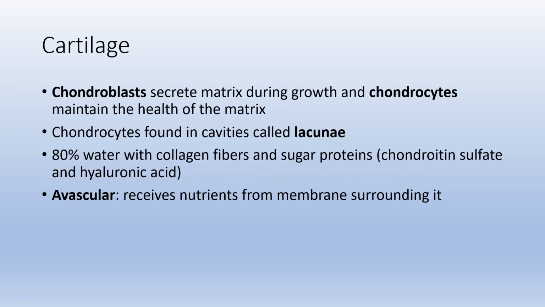When looking at cartilage, we have two cell types: chondroblasts, which are immature cells that are there to secrete the extracellular matrix, and chondrocytes, which are there to maintain the health of the extracellular matrix. Chondrocytes are trapped in little cavities or houses called lacuna. Think of these as shells.